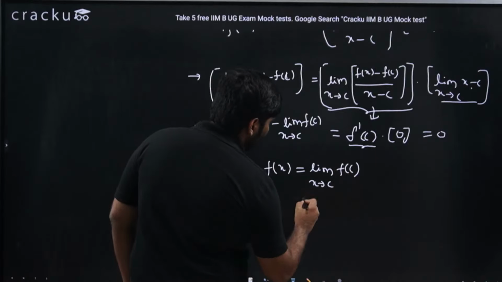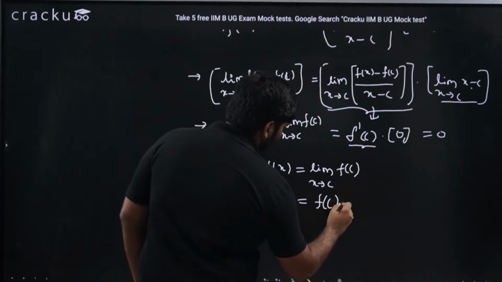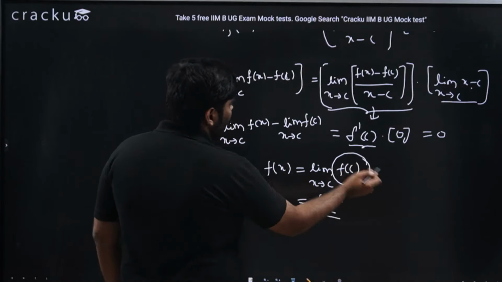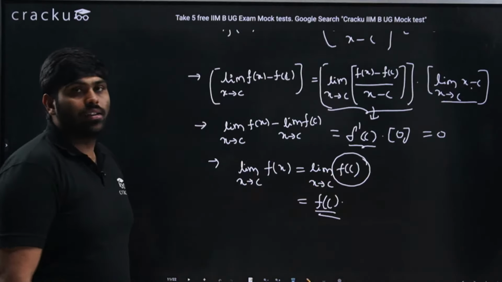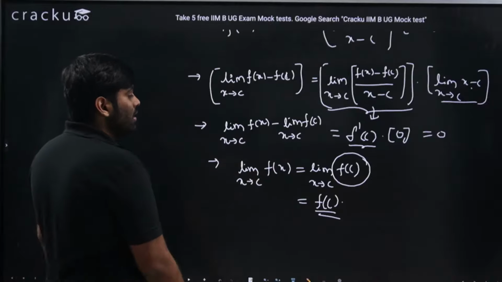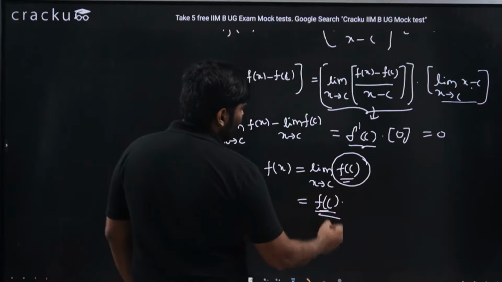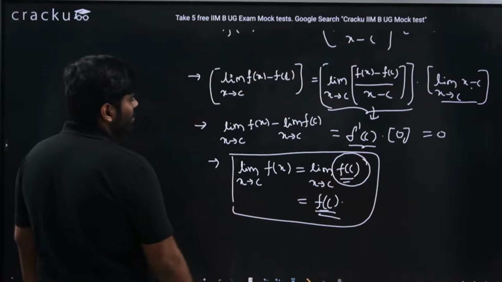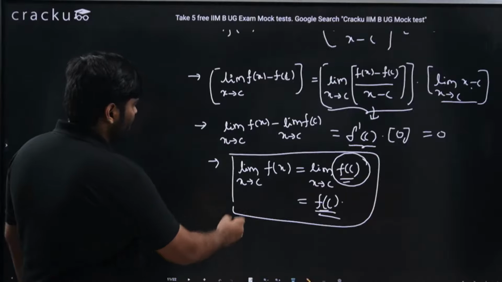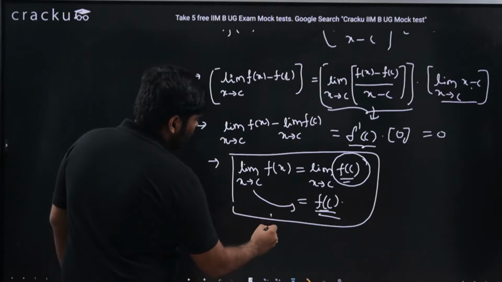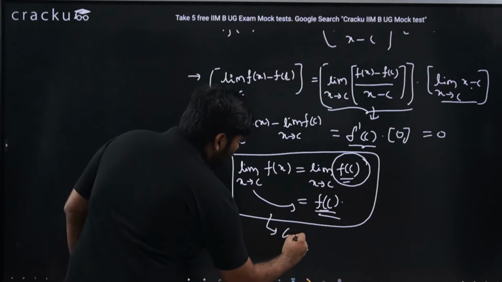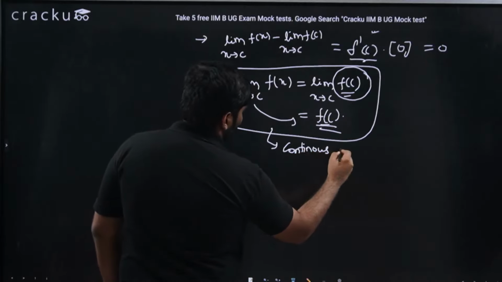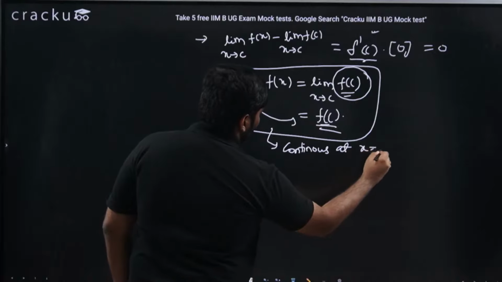But what is limit x tending to c f of c? This f of c value is what we are discussing. There is no x. F of c is a constant, we can take that out. So this value is f of c only. So I proved limit x tends to c f of x is equal to f of c. Then obviously, if this is true, it is continuous at x equal to c.